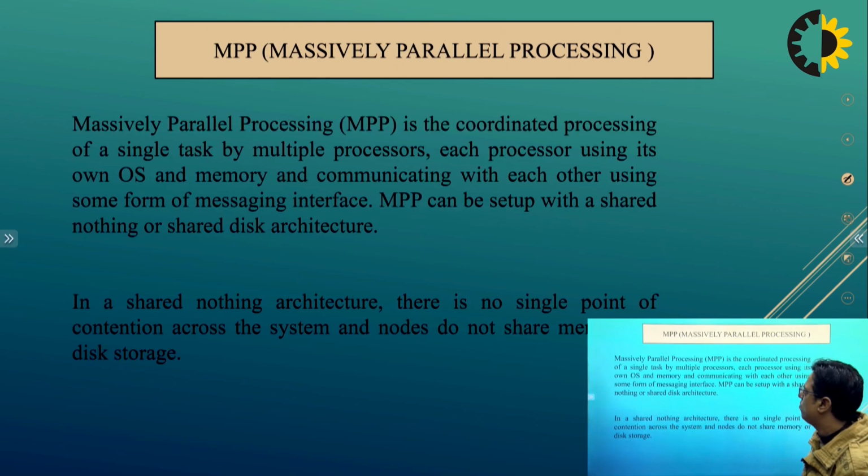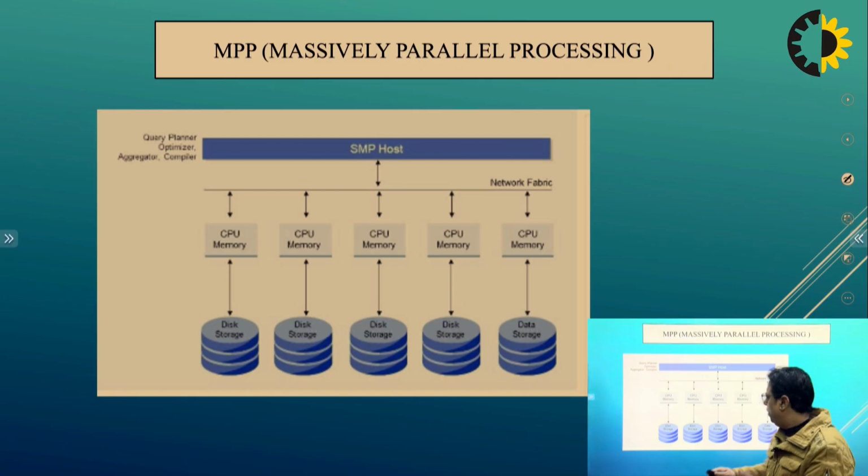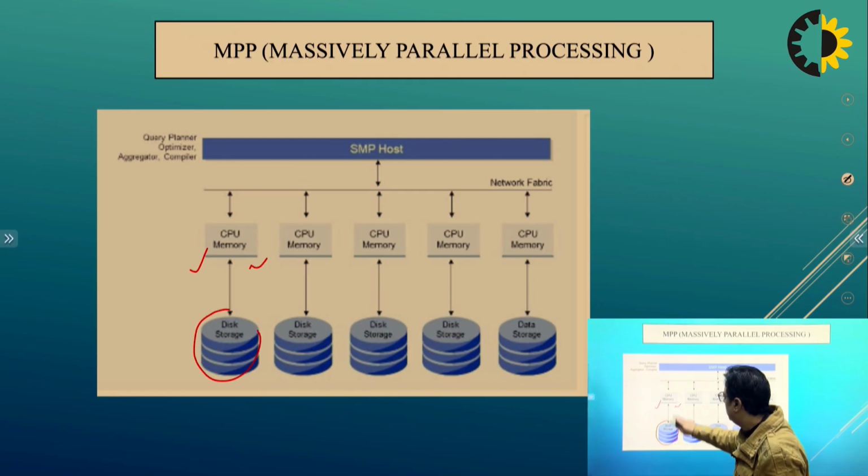This is expensive because multiple processors are connected in a single environment, and memory is in shareable mode. The second type of parallel processing is massively parallel processing. Massively parallel processing is the coordinated processing of a single task by multiple processors, and each processor uses its own operating system and memory. Means multiple processors are connected in a single architecture.